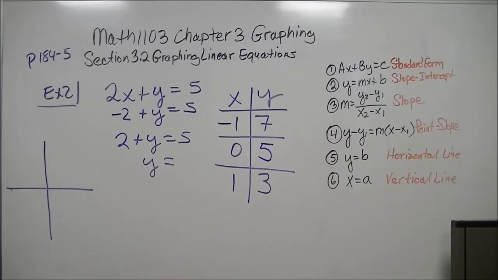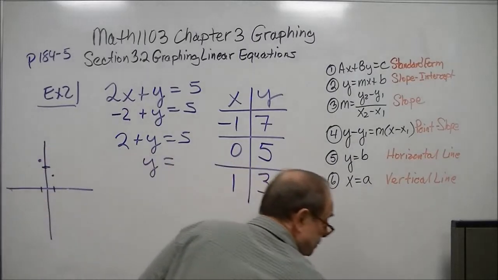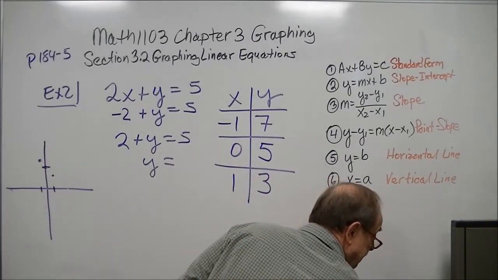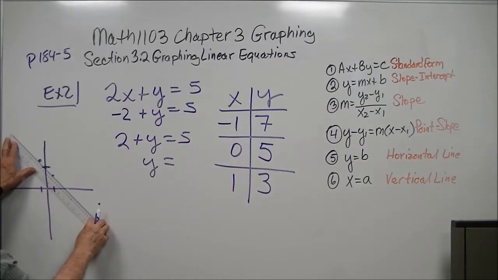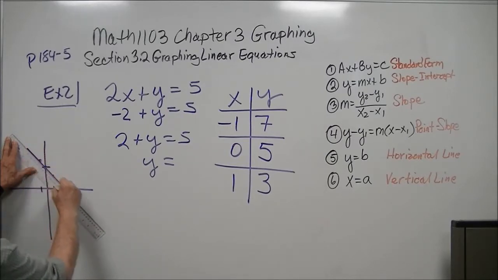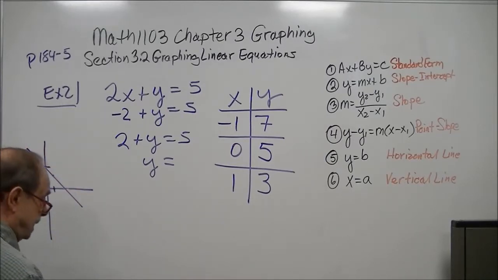We're now going to graph. So we have a -1 and a 7. So a -1 is right here. This is 5. So 7 is about there. Then we have 0, 5 right there. And then we have 1, 3. 1 is there, and 3 is about there. Now I do have actually a ruler that I brought in for stuff like this, because when you use a ruler, you do get nice lines. And that works out then very well.